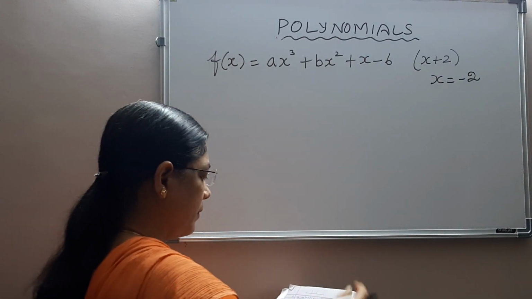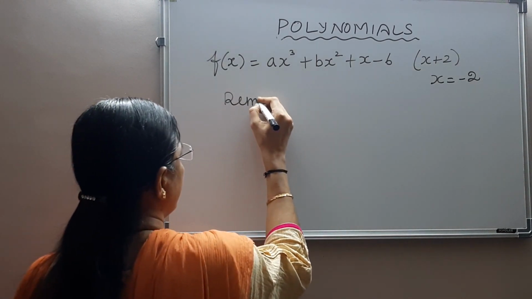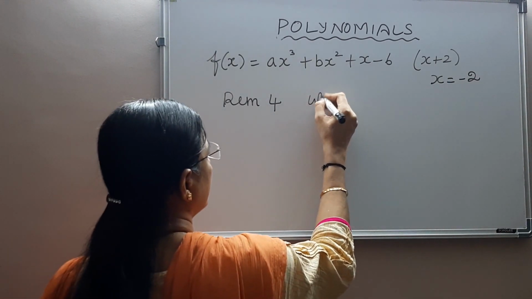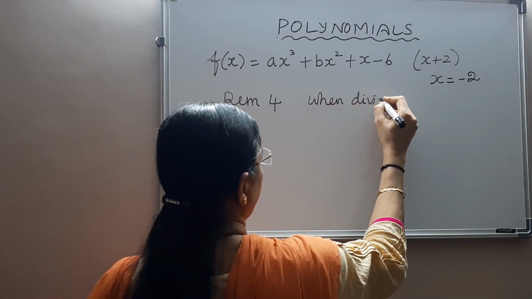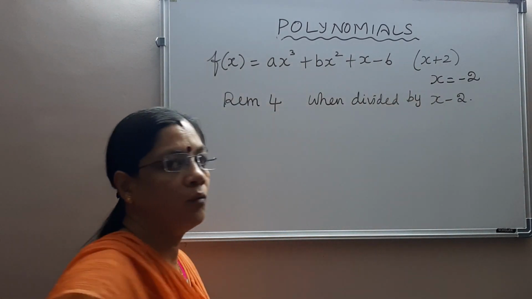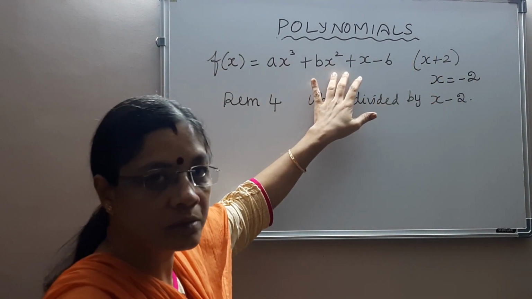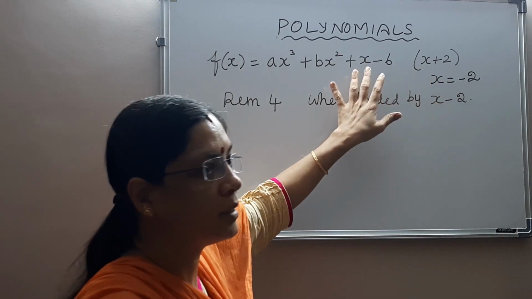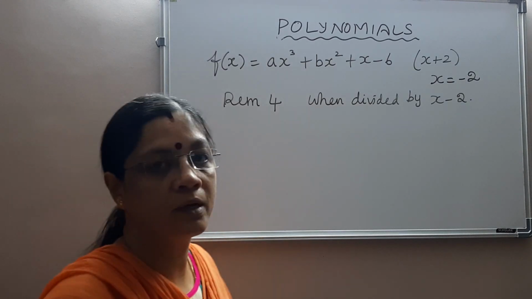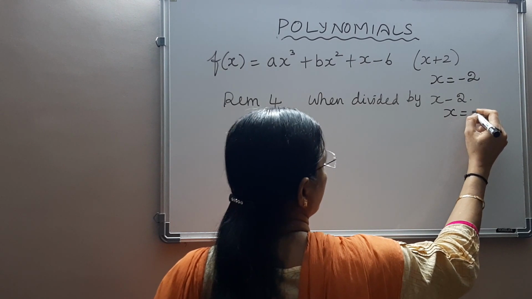And the next point they have given is that it leaves a remainder 4 when it is divided by x minus 2. Okay, when it is divided by x plus 2, it leaves a remainder 0. That is, x plus 2 is a factor, which means it leaves a remainder 0. When it is divided by x minus 2, it leaves a remainder 4. Okay, so from this we get x is equal to 2.